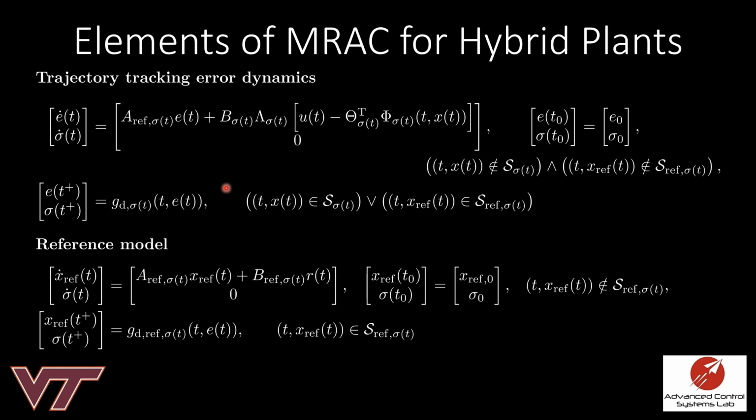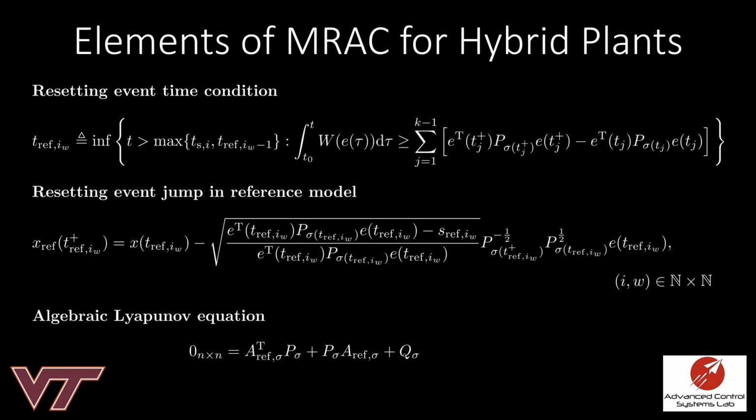And so usually resetting events occur after impulsive forces act on the system, impulsive events such as the payload hitting the casing. Then at the bottom we have the reference model. Again, the top equation is the classical differential equation for model reference adaptive control, and the bottom one is the difference equation that describes the jumps in the reference trajectory of the reference model when resetting events occur.